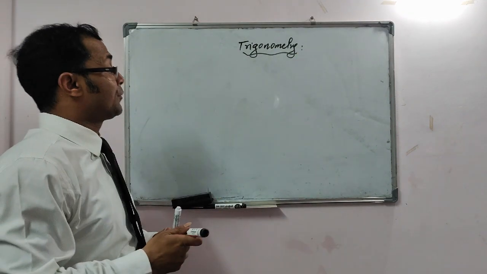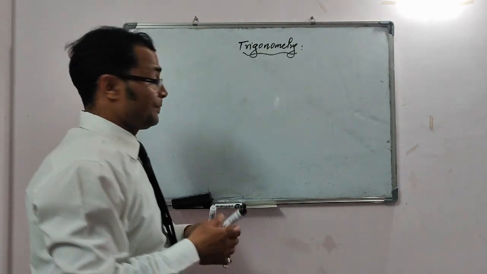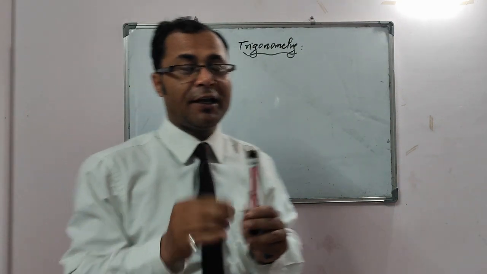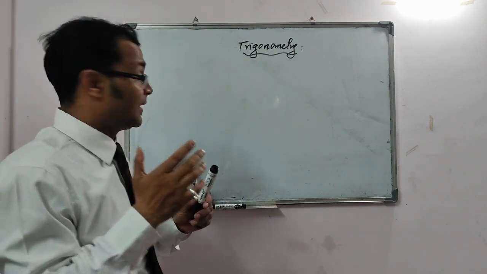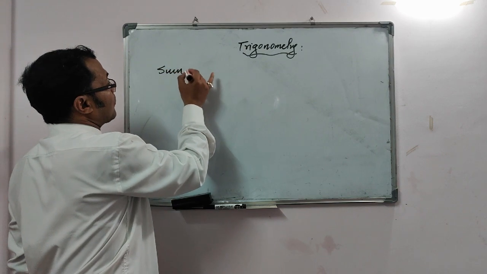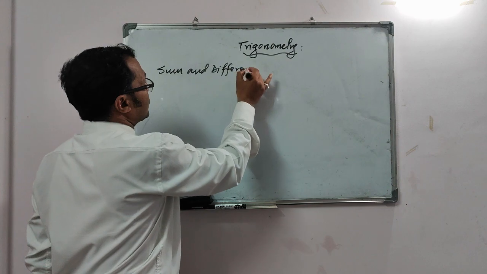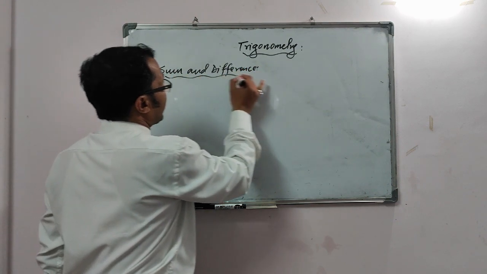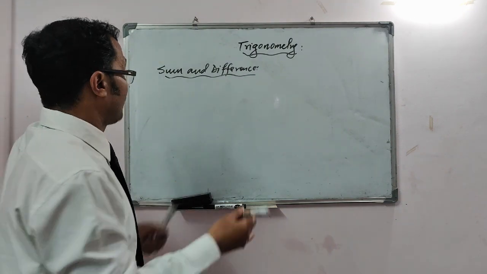In trigonometry, what you have to understand is, in grade 9 itself, you have learned some formulas, right? Earlier it used to be in grade 10, but now it has been in grade 9, that is sum and difference. Sum and difference. So first of all, I would like to revise these formulas which you have already studied.